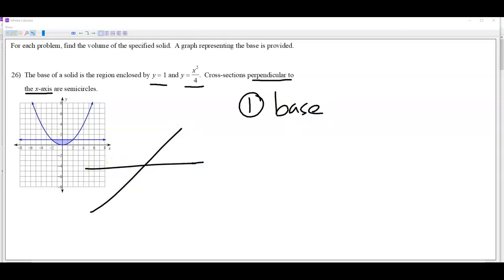length. So if you were to lay this thing down flat, it would look like that. And the goal is that I want to be setting semicircles on top of it that are perpendicular to the x-axis. That would look something like this if I were to do that, right? So there's the idea. Now, the base is the distance from the top function to the bottom function, right?